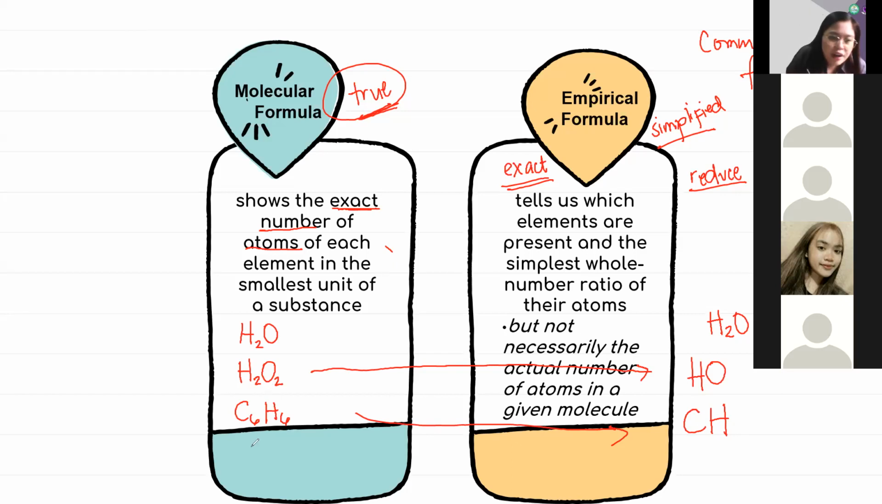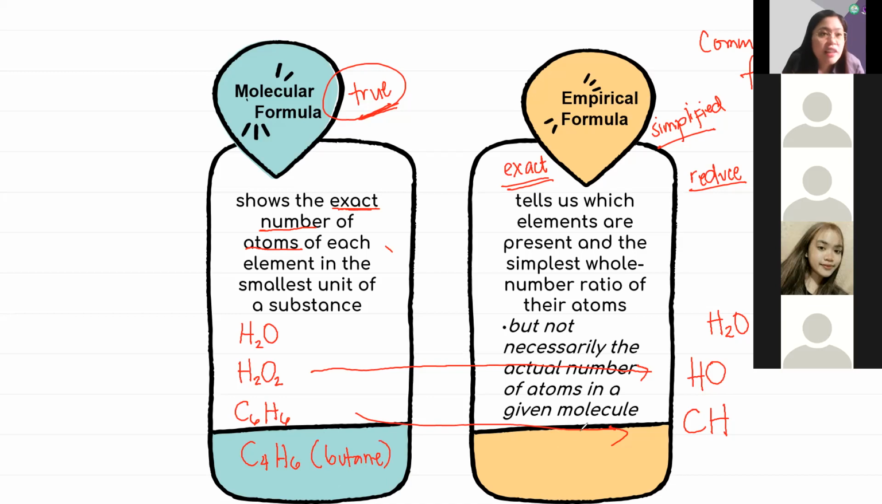Okay? Or example, another formula, C4H6. That is the molecular formula, the true formula. Kailangan ng 4 na, this one is called pentane. Okay, pentane. No. Wait, let me delete this one. This is called butane. Sorry. Let me correct this. This is what you call butane.